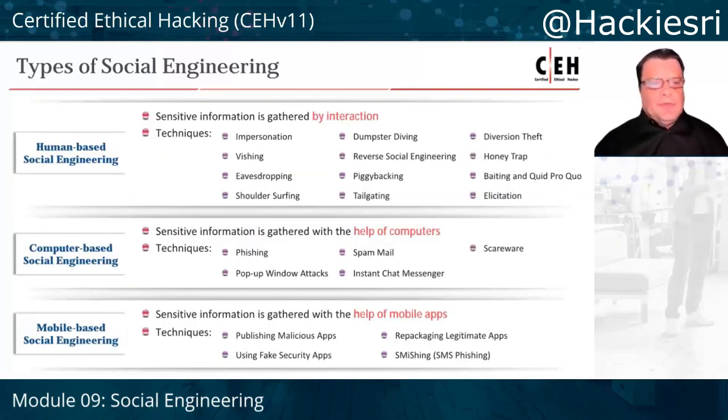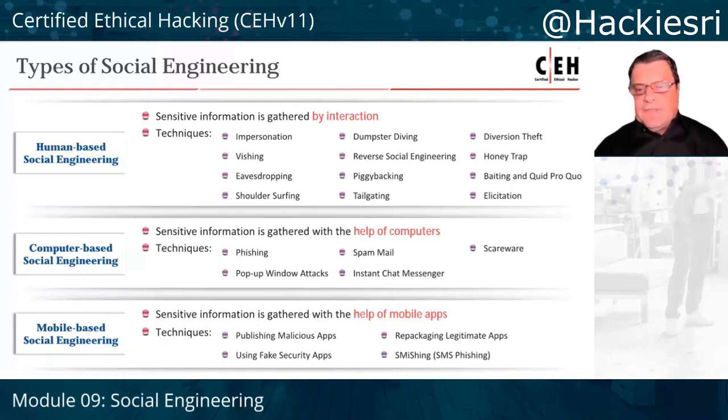First, we have types of social engineering. There's human-based social engineering, computer-based social engineering, and mobile-based social engineering. In the case of human-based social engineering, sensitive information is gathered by interaction with the person. The techniques include many, like impersonation, phishing, eavesdropping, shoulder surfing, dumpster diving, reverse social engineering, piggybacking, tailgating, diversion theft, honey trap, baiting, and quid pro quo. Quid pro quo is basically a tit for tat. I give you something, you give me something back.